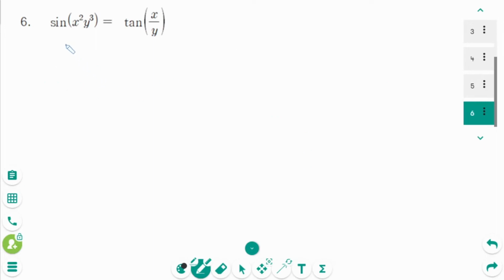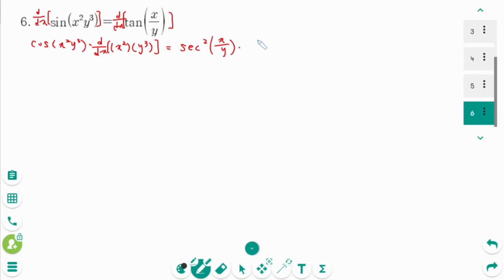Question 6. Differentiating the equation implicitly with respect to x. So cosine x squared y cubed times d/dx of x squared times y cubed equals secant squared x over y times d/dx of x over y.